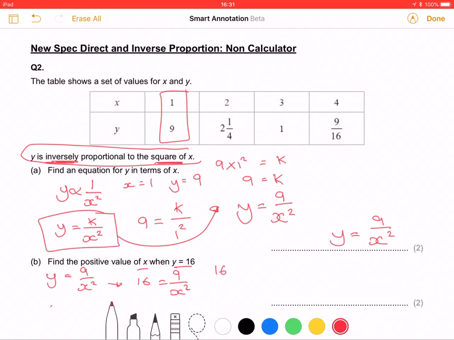We're going to times by x squared to get rid of the fraction, is equal to 9. And then divide by 16 to get rid of the 16. So x squared is equal to 9 over 16. Is that right? Yeah. And so in order to get x by itself? Square root. So x is equal to the square root of everything, and we can write that as 3 over 4. Square root of 9 is 3, square root of 16 is 4. And is that our answer?